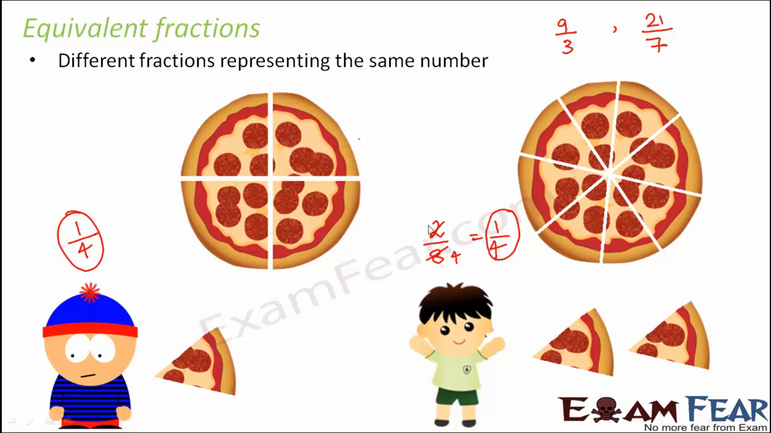So whether this boy ate 2 slices out of 8 slices or this boy ate 1 slice out of 4 slices, it is all the same. That's because 2 by 8 and 1 by 4 are equivalent fractions. So 1 by 4 and 2 by 8 are examples of equivalent fractions. Now, I hope you understand what equivalent fractions are. They are not equal, they are different fractions, but they represent the same number.